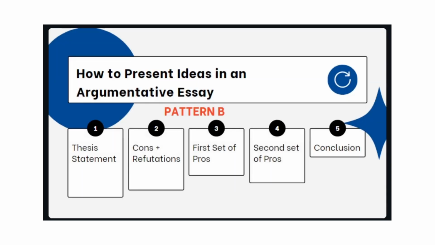Meanwhile, in pattern B, it is almost similar to the first one. So, number 1 is thesis statement. The only difference is that it presents the cons or the opposing ideas and refutations first before building up the thesis statement using the pros or the supporting ideas. So we have number 2, cons plus refutations, and then followed by the first set of pros under number 3, and then under number 4, second set of pros, and of course, the last would be the conclusion.